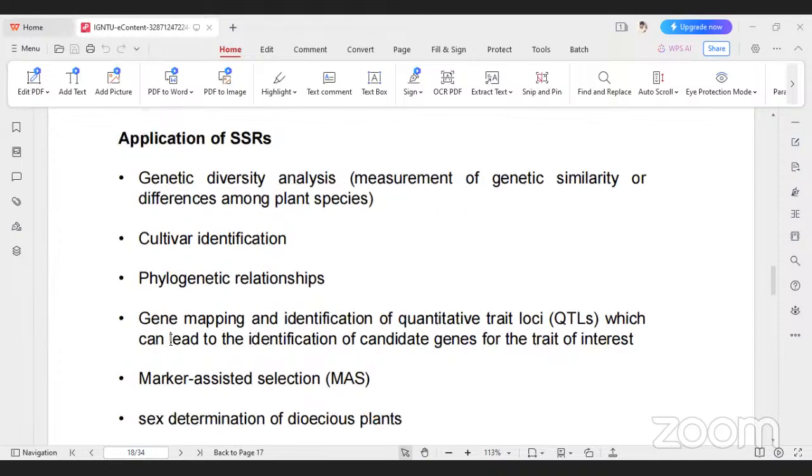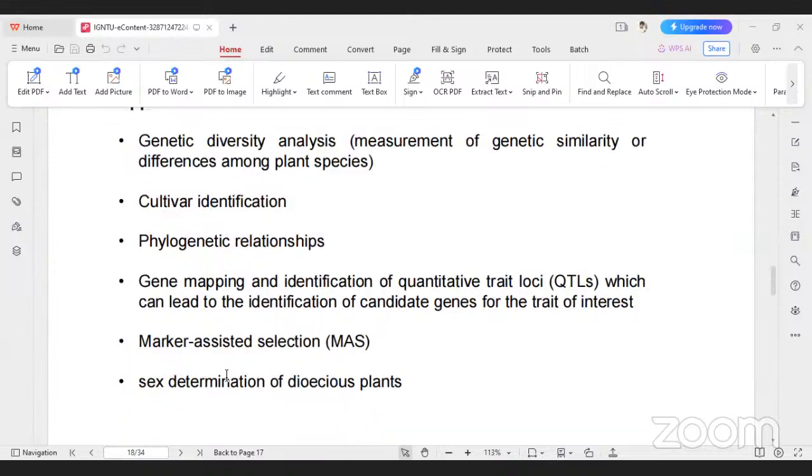Then let's see the applications. Genetic diversity analysis: because of the repeats in sequences, not only individuals but different species also differ. Based on the repeats, we can find out genetic diversity, cultivar identification, and phylogenetic relationship. Also gene mapping and identification of qualitative traits, marker assisted selection, MAS, and sex determination of dioecious plants.